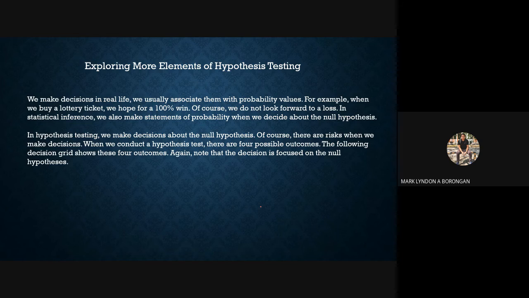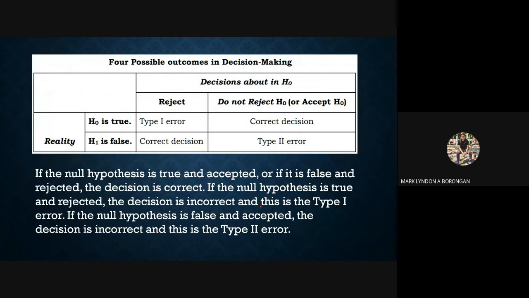So in hypothesis testing, we make decisions about the null hypothesis. Of course, there are risks when we make decisions. So when we conduct a hypothesis test, there are four possible outcomes. The following decision grid shows these four outcomes. So again, note the decision is focused on the null hypothesis. So this is the table of the four possible outcomes in decision making.